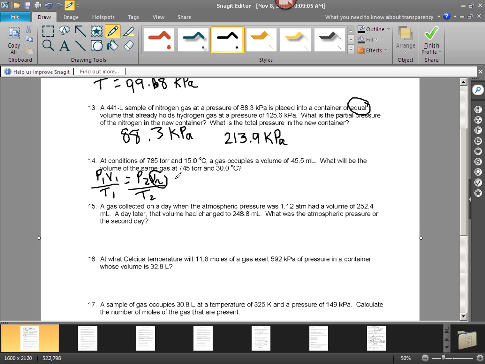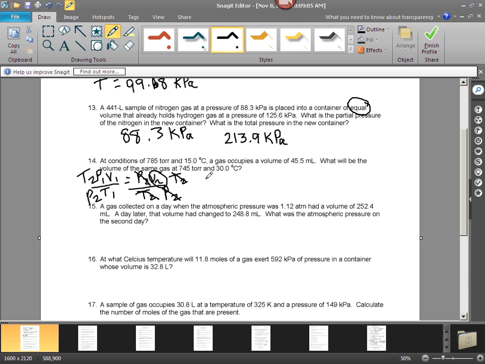How do we get V2 alone? I'm going to multiply both sides of the equation by T2. And I'm going to divide both sides of the equation by P2. Or you can cross multiply and divide if algebraically that feels more comfortable. That is equivalent. But regardless of what way you do it, you discover that V2 is equal to T2 P1 V1 divided by P2 T1.